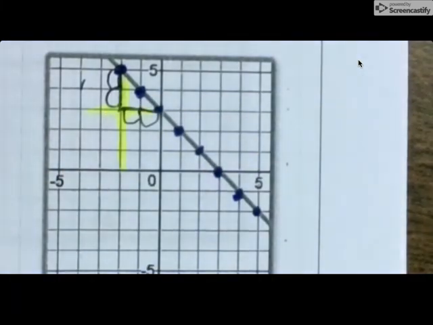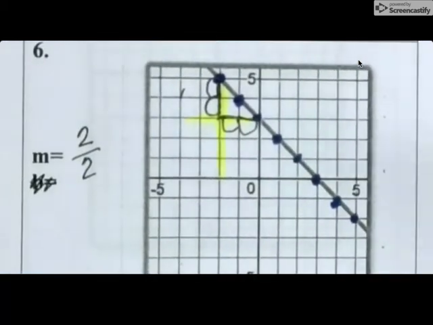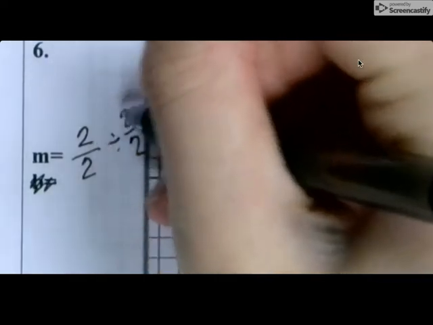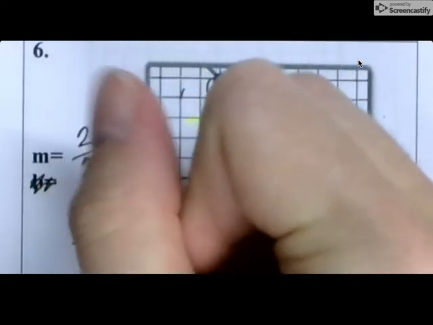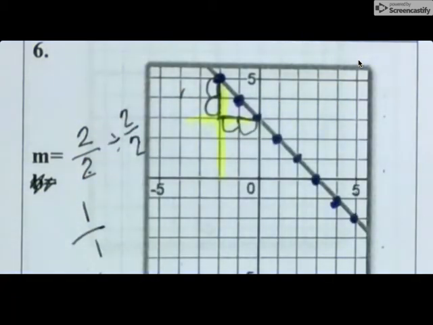What can I divide both 2 and 2 by? 2. So I'm going to divide by 2/2. 2 divided by 2 is 1. 2 divided by 2 is 1. So I have 1/1 or 1. And what kind of graph is that? A negative. So my final answer should be -1. So now I want you to try to do some of these next ones on your own.